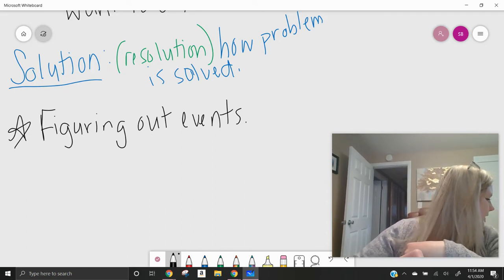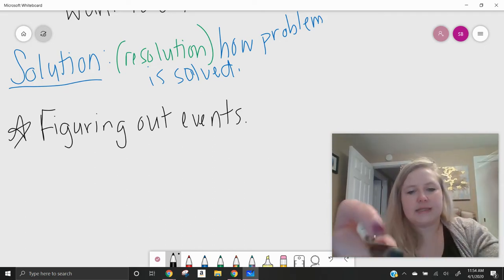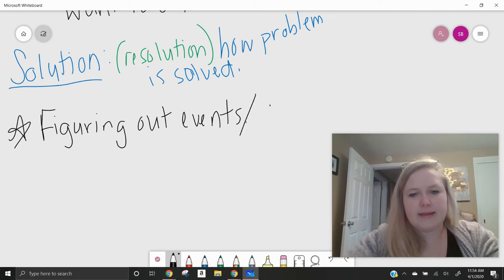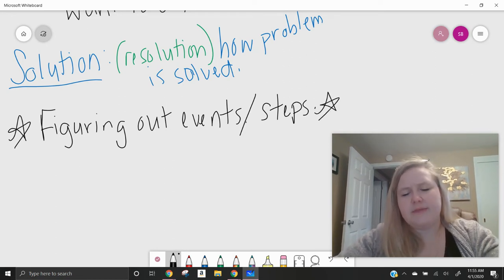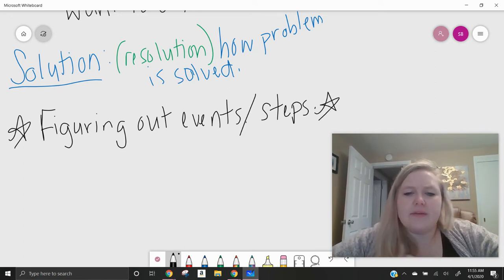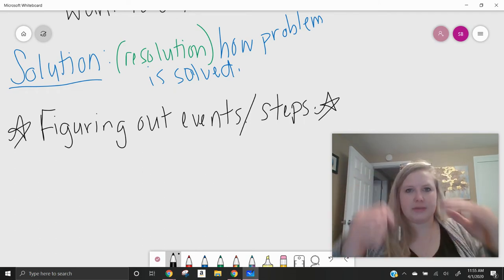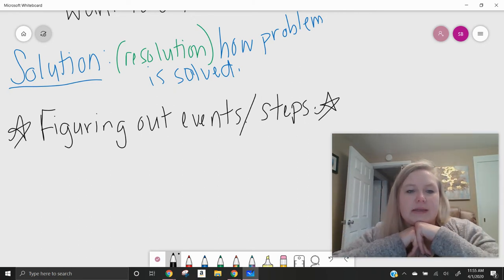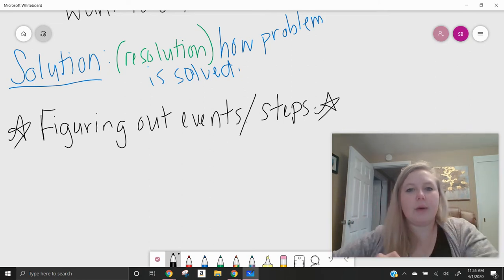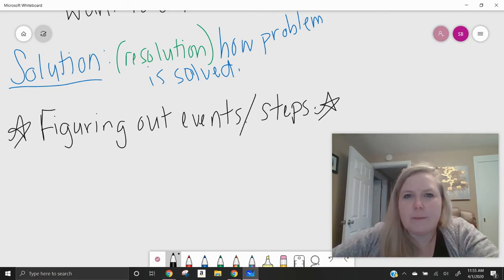I think there was one more thing that I was going to tell you, but it's actually just figuring out events, and we can call them steps. I like to call them events. So you're figuring out the events to how they solve a problem. Okay. So your graphic organizer could look something like problem, event, solution, right? Something like that. Okay. So I want to take you back to school. Think back to the fall. We talked about problem and solution before.